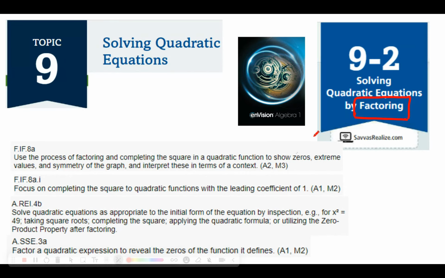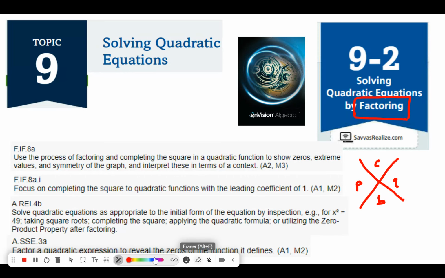If you remember from Topic 7, we did factoring, and factoring involves that big X, where you put your C on top, your B on bottom, and you're trying to find your P and Q, these two numbers that multiply to C and add or combine to B. And that's the name of the game. We're just going to take it a step further today in solving these equations. Okay, so let's get right to it.